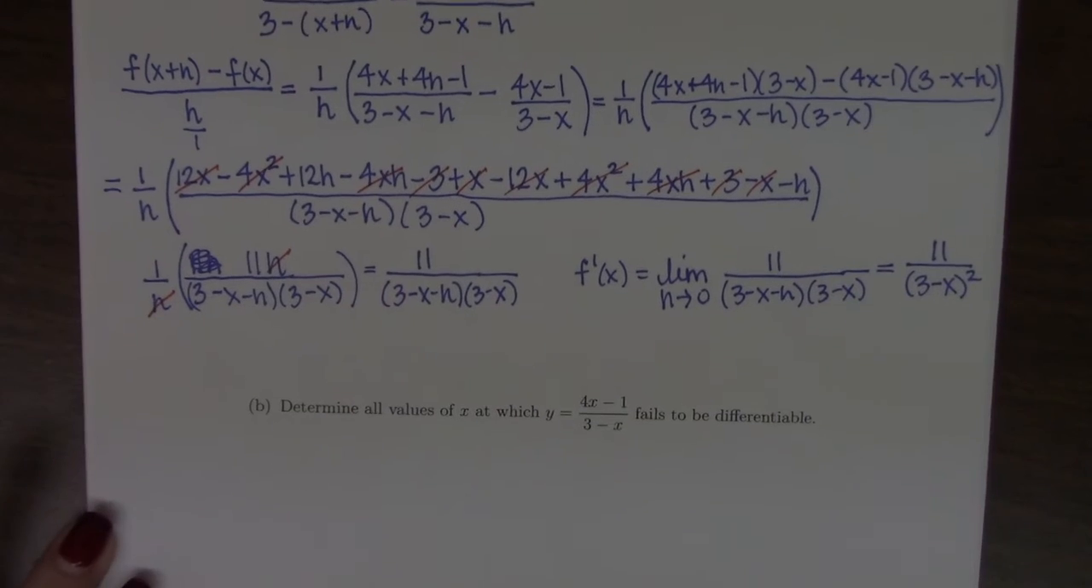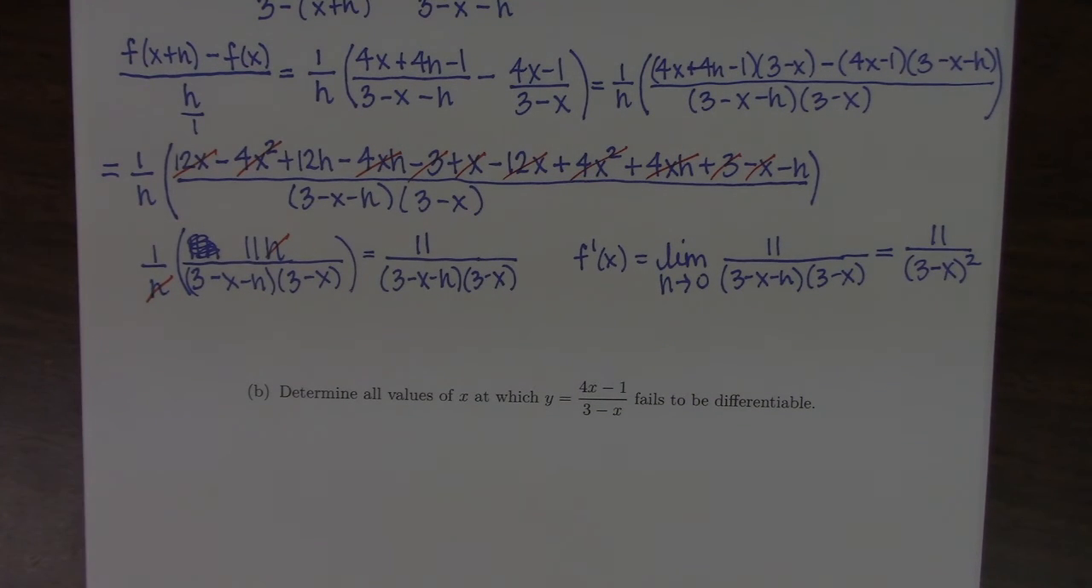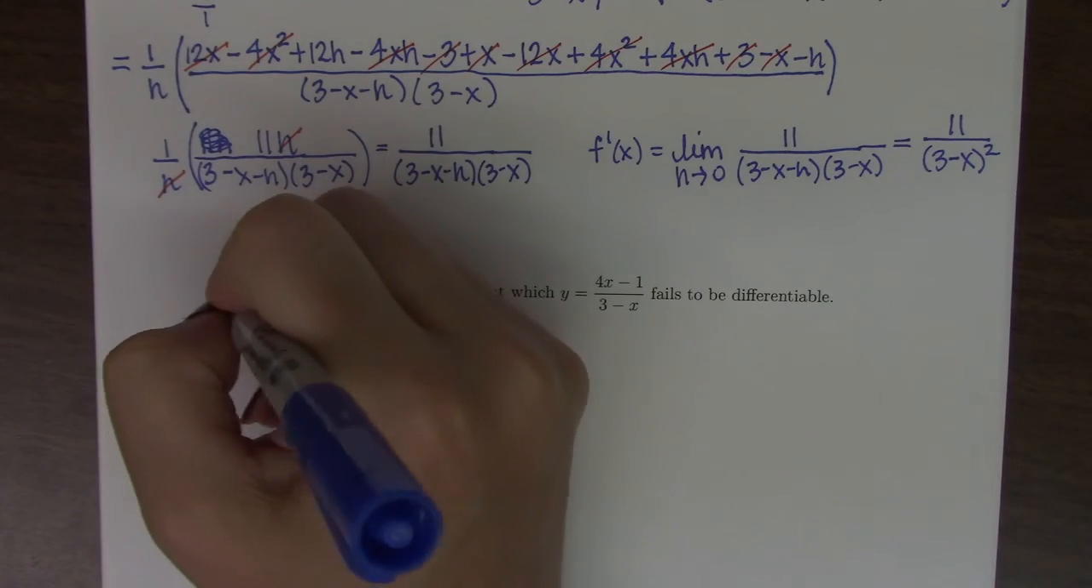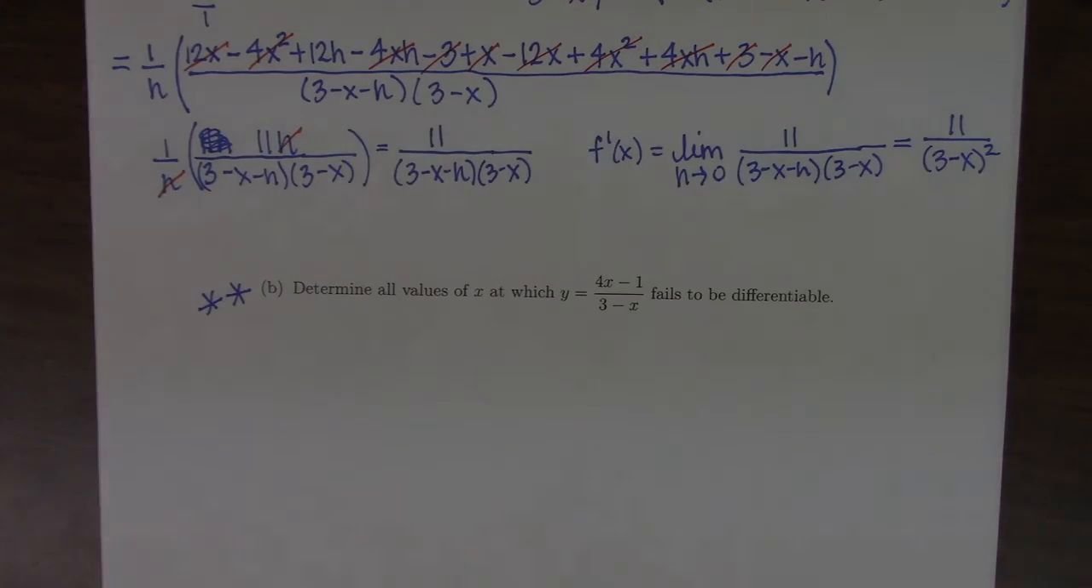And then in B it says, well, determine all the values at which the function fails to be differentiable. So this one, I want you to kind of put a star by, because what we have to do here to test for this is we can't just look at the derivative itself. We're definitely going to look at the derivative, but we also have to check the original function, because remember, you can't take the derivative outside of the domain of the original function.